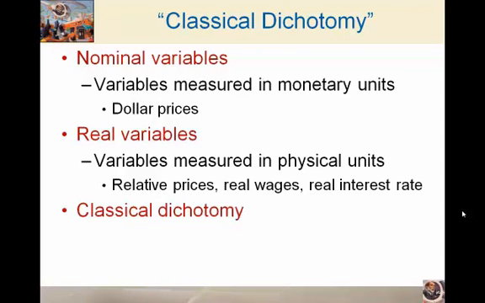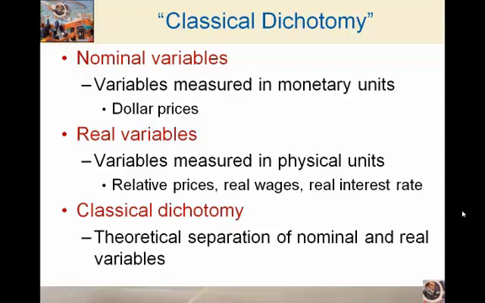Now, in classical economics, there's something that's called the classical dichotomy. Dichotomy means like two worlds. And really what these two worlds were, as far as the classical economists were concerned, was the nominal world, and that's the one we live in, where everything is priced in dollars. The dollars that we see when we go to the grocery store, when we go to the movie theater, when we go and buy anything.